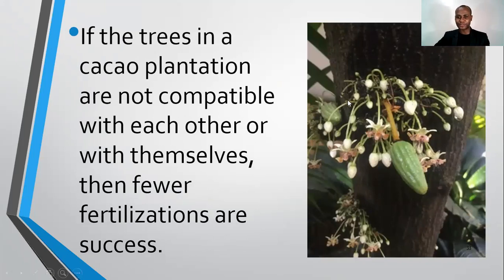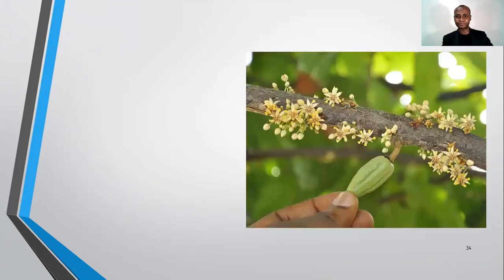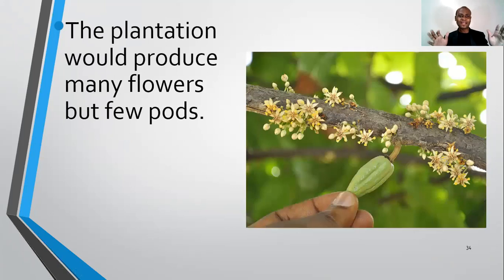Like in this image here too. If you hand pollinate all this, you are going to get more than 40 pods here, in a small area like this. You are going to get so many pods here, and it will be so beautiful when you take a photo. If you pollinate the whole tree, that will be very, very awesome. So the plantation will produce many flowers, but usually few pods if there is a self-incompatibility issue.